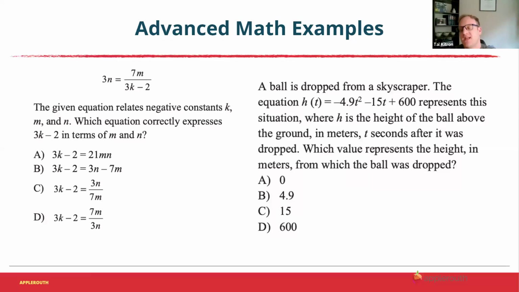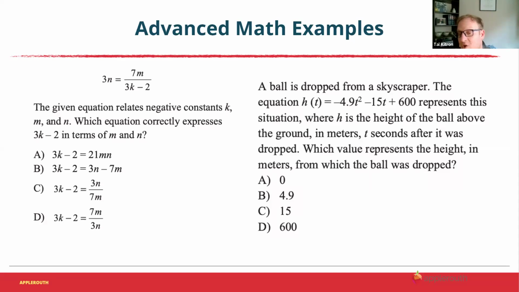Here, the first one is just saying isolate 3k minus 2. So it'd just be a couple steps. And the second one is more of a physicsy type question, which is just interpreting an equation and then saying here which value represents the initial height. So graphing that on Desmos can give you kind of an obvious answer.